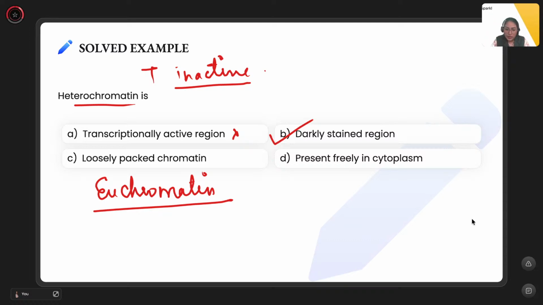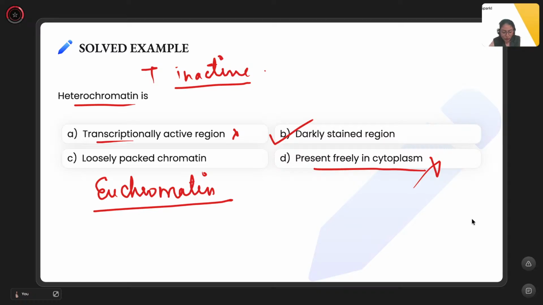Now, let us look at the last option. It says present freely in cytoplasm. Now beta, in eukaryotes the genetic material is present inside the nucleus, and there is a proper membrane around the nucleus. So it is not in the cytoplasm, beta. It is not freely present in the cytoplasm. It is there inside the nucleus. Clear?